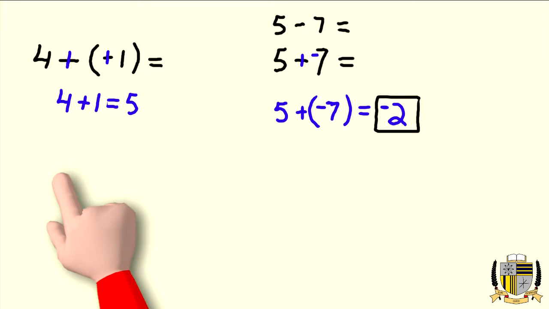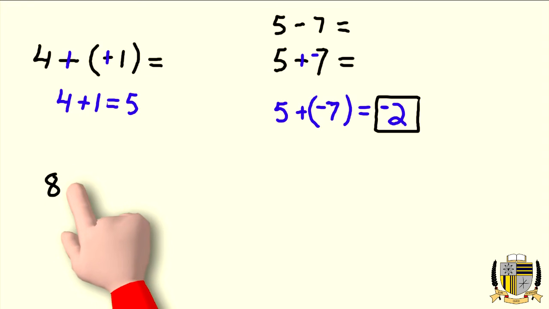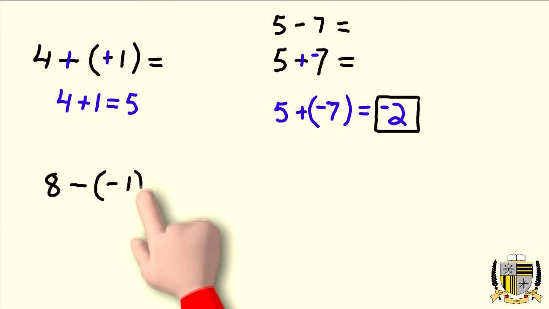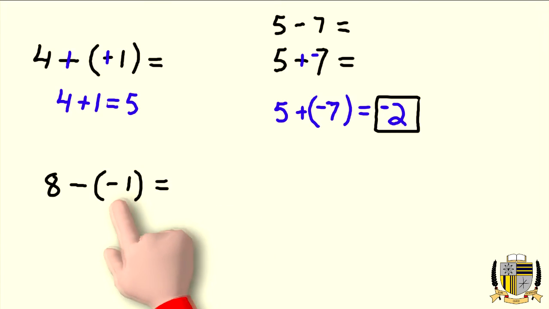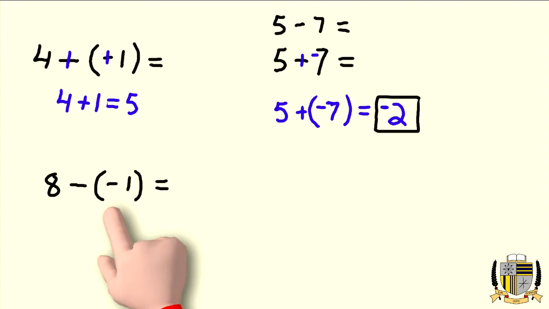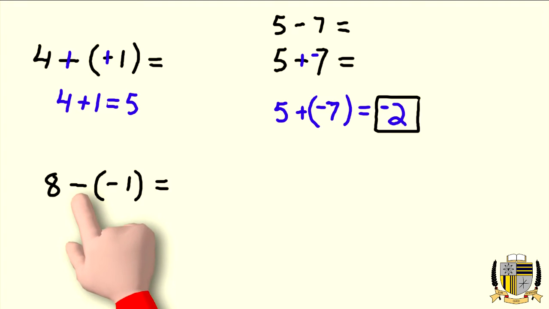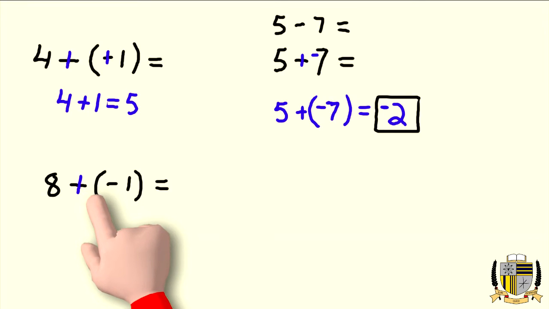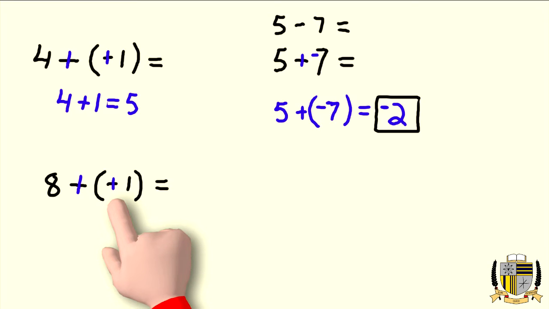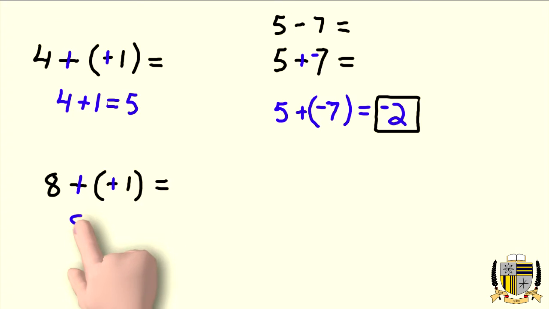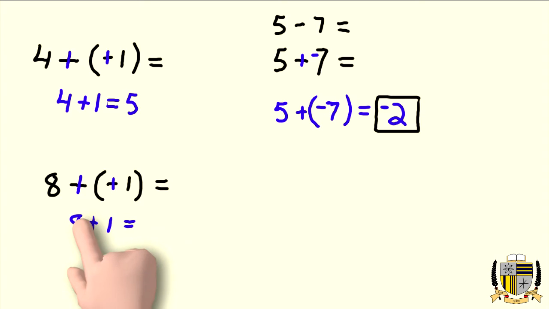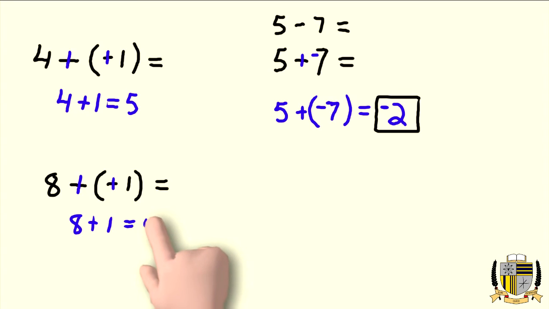We have, let's see, an 8 minus a -1. What does that equal? Well, we're going to change the sign to a plus and then change this to the opposite sign also. Now what we have is +8 plus a +1, and that's just regular addition, and that's just 9.